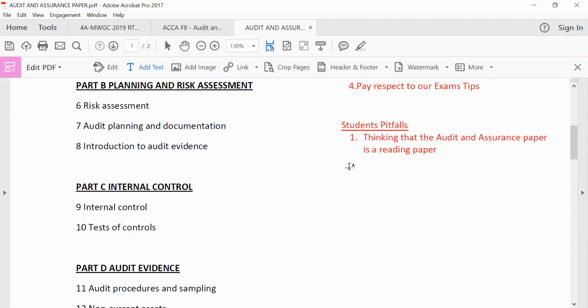So one of the pitfalls leading to failing audit on the part of students, one is thinking that the audit and assurance paper is a reading paper. They do not think that it is practical.